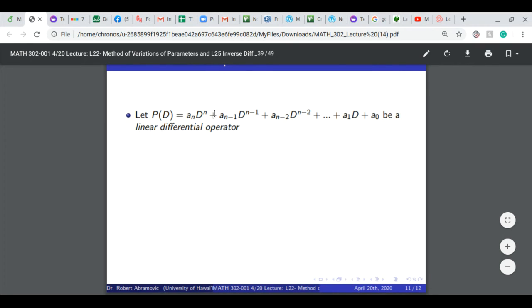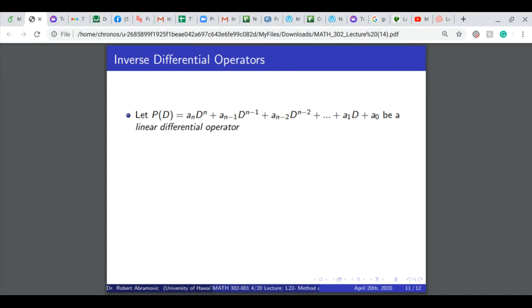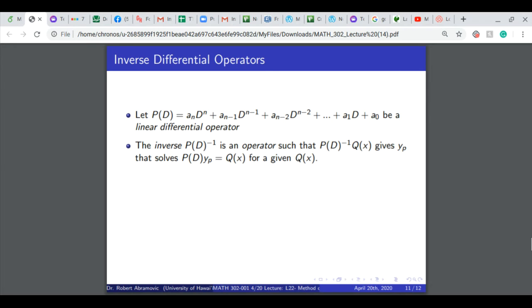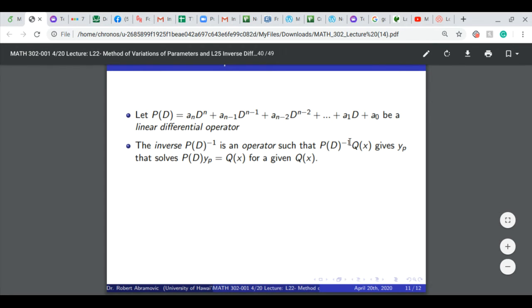Now, a polynomial differential operator, or a linear differential operator, a_n d to the n plus a_(n-1) d to the n minus 1, plus a_(n-2) d to the n minus 2, all the way to a_1 d plus a_0. That just means you take a polynomial evaluated at the differential operator d that takes a function to its derivative. Its inverse is an operator such that when you act on q of x, it will give the particular solution. P of d y_p is equal to q of x. Notice this is a non-homogeneous differential equation of order n, and the term on the right-hand side is q of x.